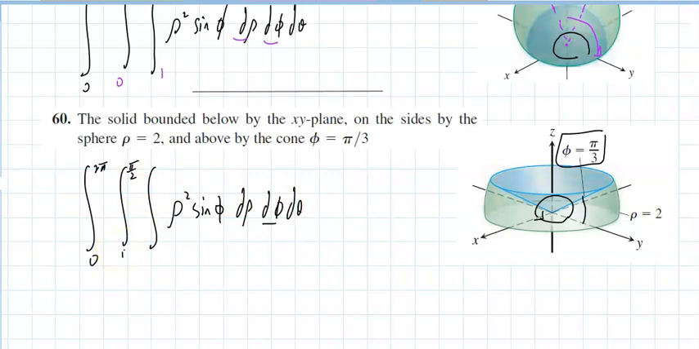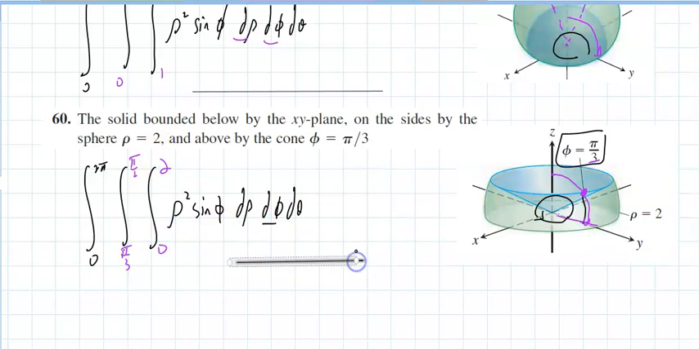I think I got it backwards. Let me check. I did get it backwards. And the reason for that, phi starts right there. It's going to really start at pi over 3, and it's going to terminate at pi over 2. There we go. And rho is going to run simply from 0 to 2.